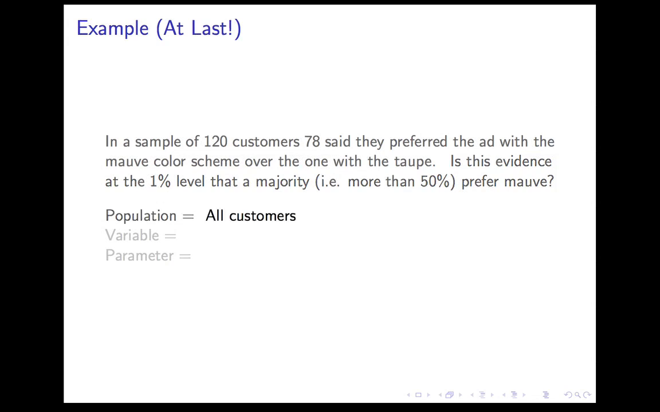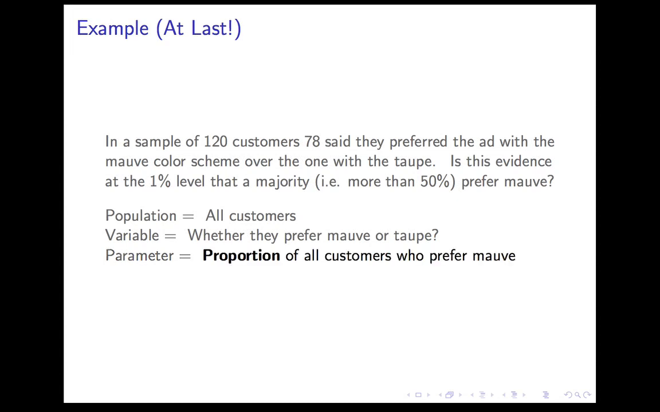The population is, of course, all customers. That's what we're taking a sample from. The variable is what we ask each customer. We ask them, do you prefer mauve or taupe? And the parameter is always the proportion, so it's the proportion of all customers who prefer mauve.